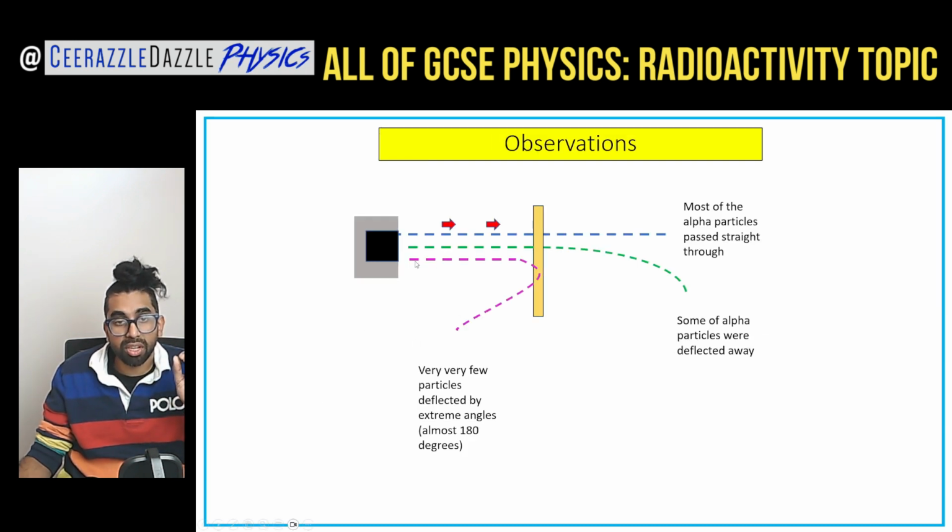Here are his results, guys. So look, you can see that most of the alpha particles pass straight through. Some of them were deflected, okay, and then very, very few of them were deflected at extreme angles. What did that mean?